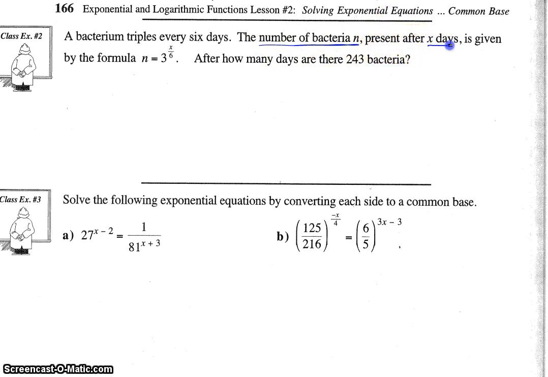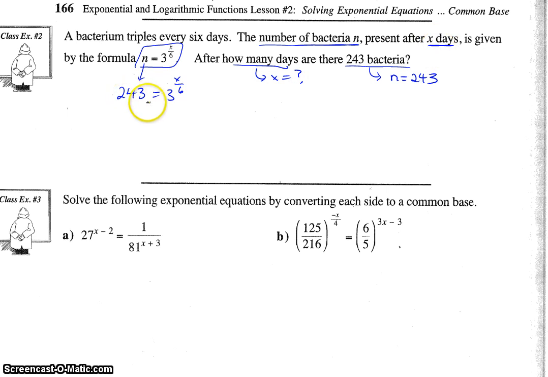present after x days, so x represents the number of days, is given by the formula n equals 3 to the x over 6. After how many days are there 243 bacteria? So they're giving us which variable? 243 bacteria, the number of bacteria was n, so they're basically telling us that n is 243 in that equation. So what we can do is replace n in the equation with 243, and then they want after how many days, so that means we're trying to find x, because x was the number of days.